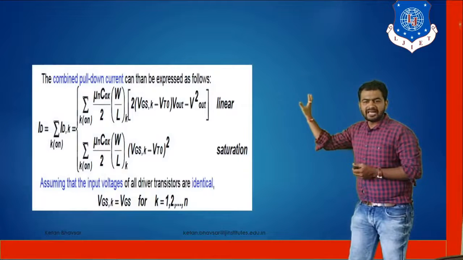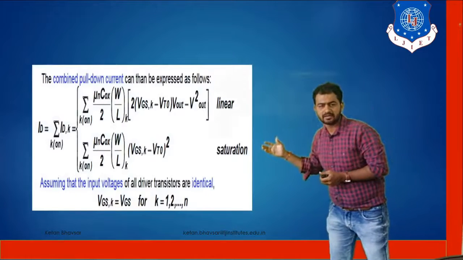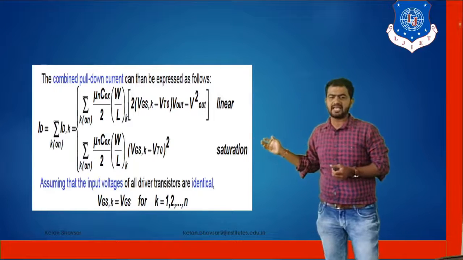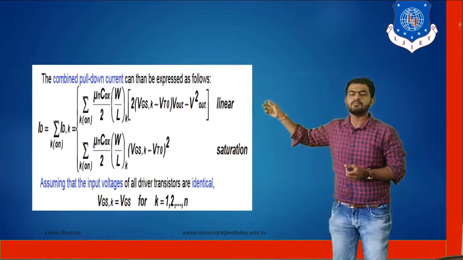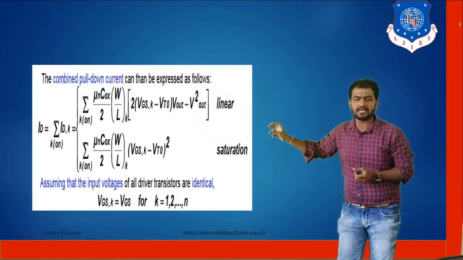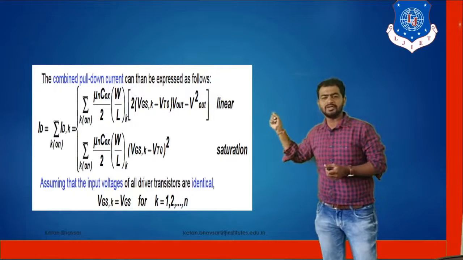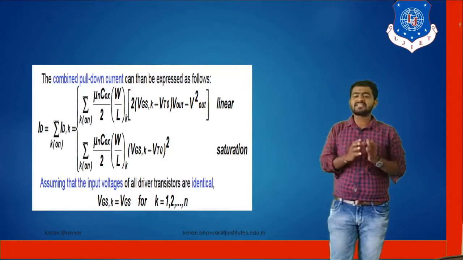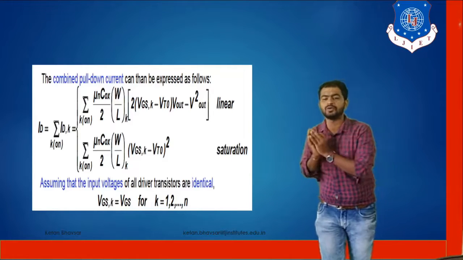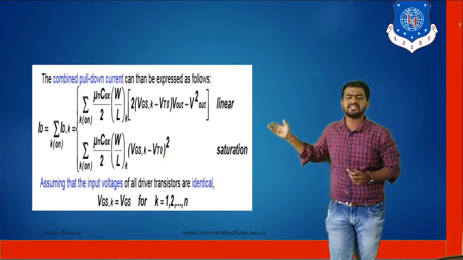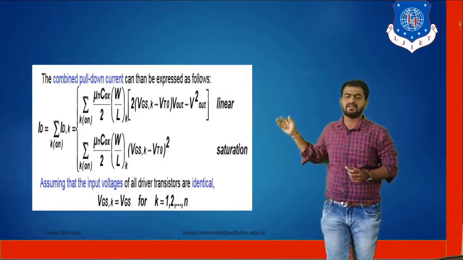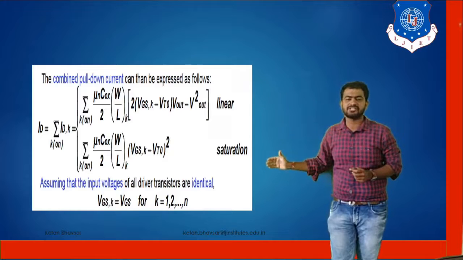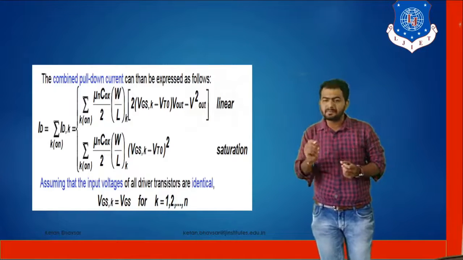And similarly, for the multiple number of inputs, we have a drain current ID equation in terms of the summation over k of ID. ID is equal to the summation over k of mu n Cox by 2, W by L, times 2 into (VGS minus VTO) into VDS minus VDS square. But here VDS is equal to Vout and VGS is equal to Vk. So it's for the linear region, and similarly for the saturation region. Right now we are taking the summation term.